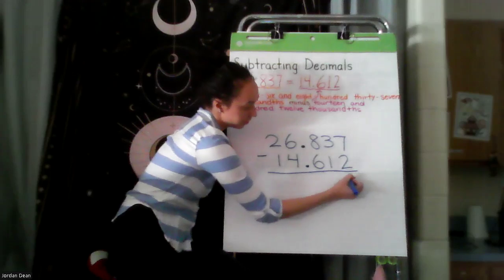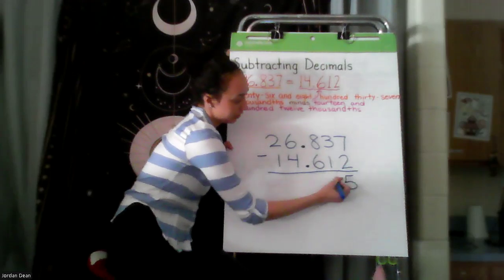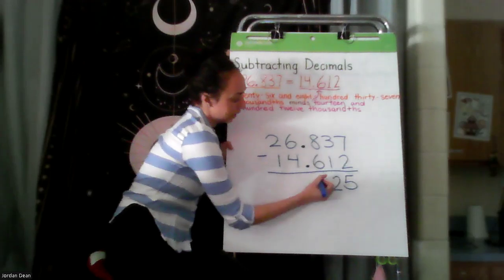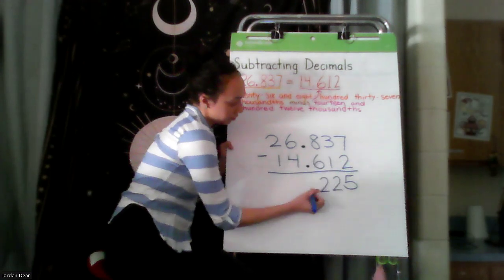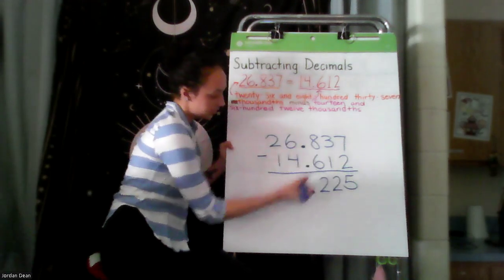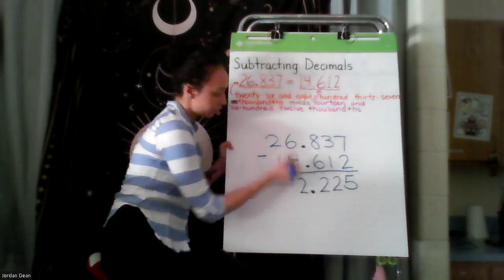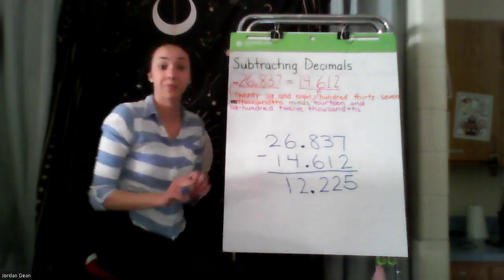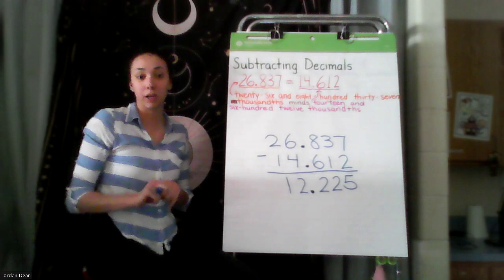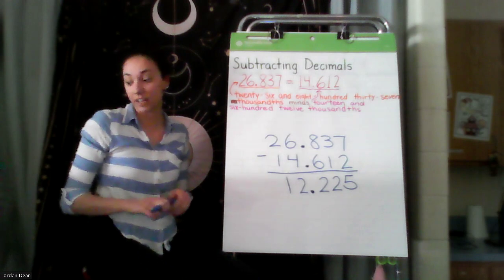7 minus 2 is 5. 3 minus 1 is 2. 8 minus 6 is 2. Bring down that decimal point. 6 minus 4 is 2. 2 minus 1 is 1. For an answer of 12 and 226 thousandths.